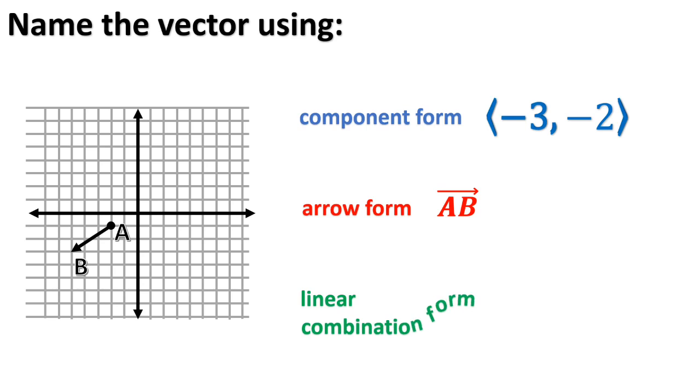Using linear combination form, to move from A to B, we would move left 3, so the number in front of i is -3, and we would move down 2, so the number in front of j is -2. The vector written in linear combination form is -3i minus 2j.